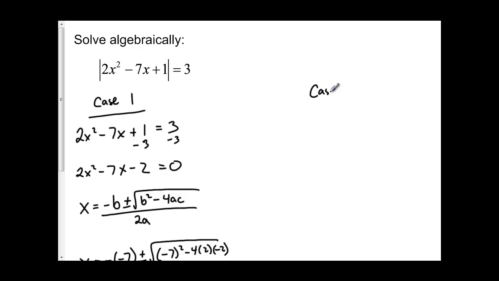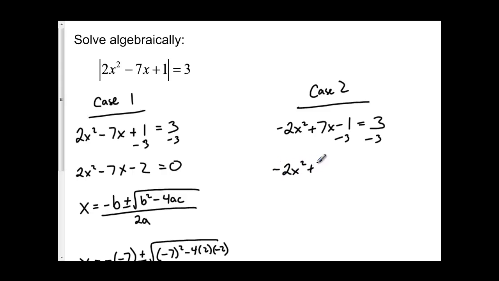Now case 2, I have to do the same thing, but I'm going to switch all my signs only inside my absolute value. When you're switching the signs for your cases, you're only concerned about the signs inside the absolute value being multiplied by -1. So I've got -2x squared plus 7x minus 1 equals 3. I'm going to take away 3 from both sides. I get -2x squared plus 7x minus 4 equals 0. I don't want to have a negative out in front of here to see if I can factor it, so I'm going to change all my signs.